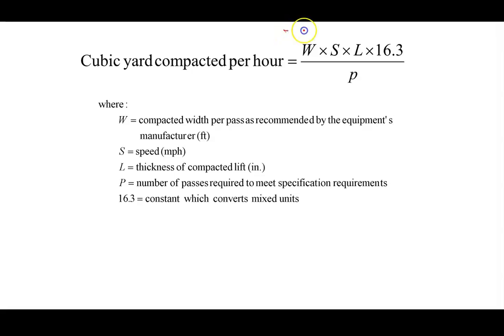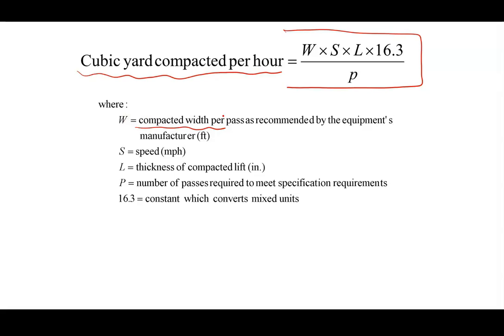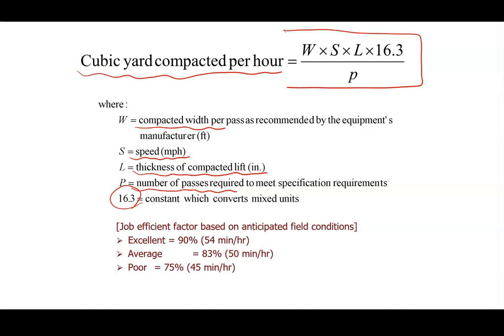I also showed you a simple formula that you can use to calculate the amount of soil compacted per hour in cubic yard. In order to calculate that, you need width of the compaction, speed of the equipment, thickness of compacted lift in inch, and number of passes. We also use 16.3 in the formula to convert different units to cubic yard. After you do the calculation, you also need to consider job efficiency factor.